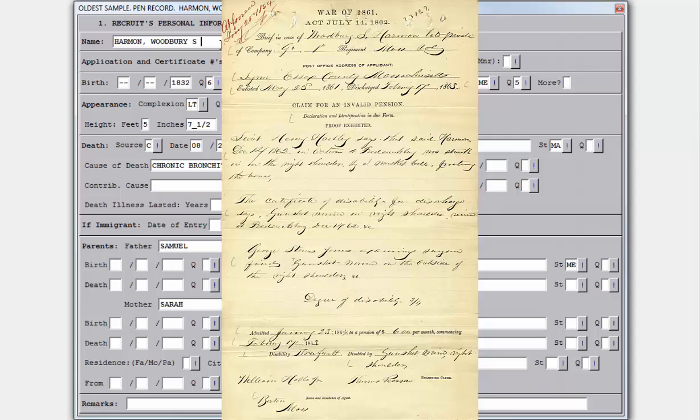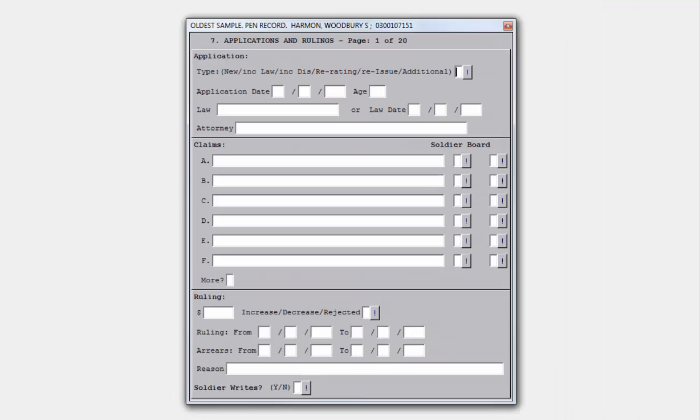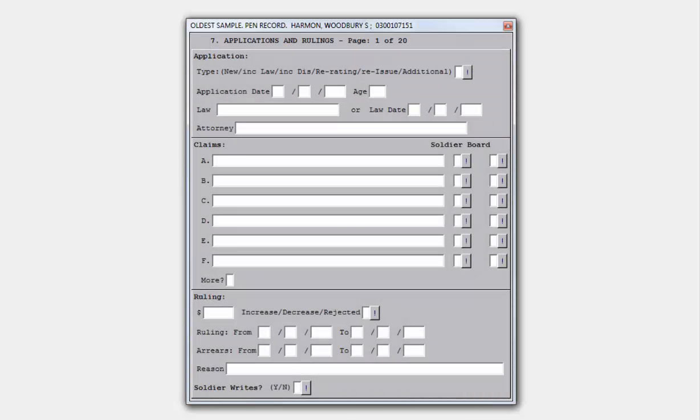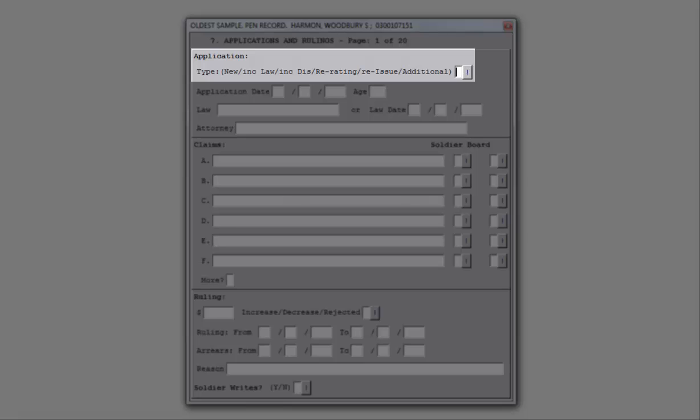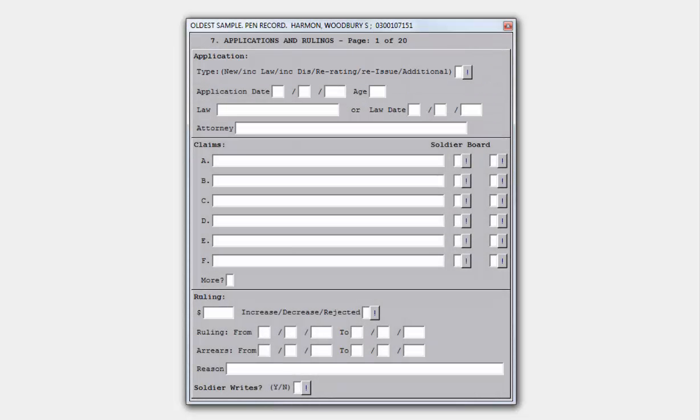Harmon's first pension ruling form does not have a corresponding application. Since much of the information from the application is transcribed on the ruling form, this does not present a problem. Information from this form is input on Screen 7, Applications and Rulings. We must first determine what type of application it is. There are 6 application types: new, law, disability, re-rating, reissue, or additional. Chronologically, this is the first ruling, so the application type is new.